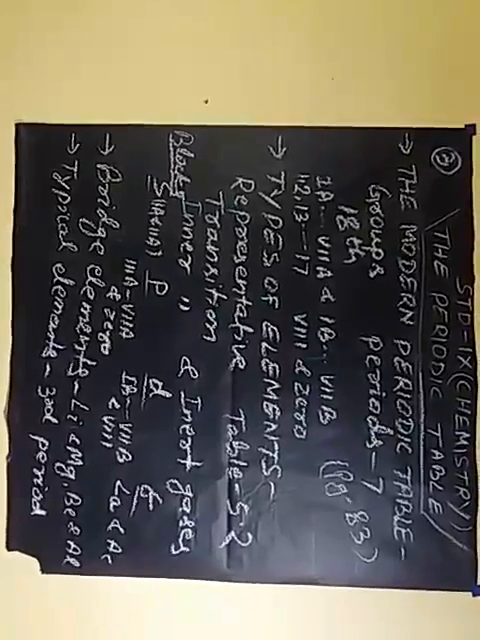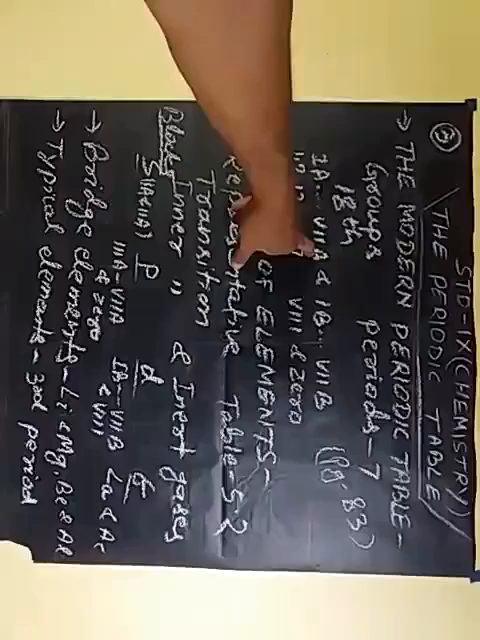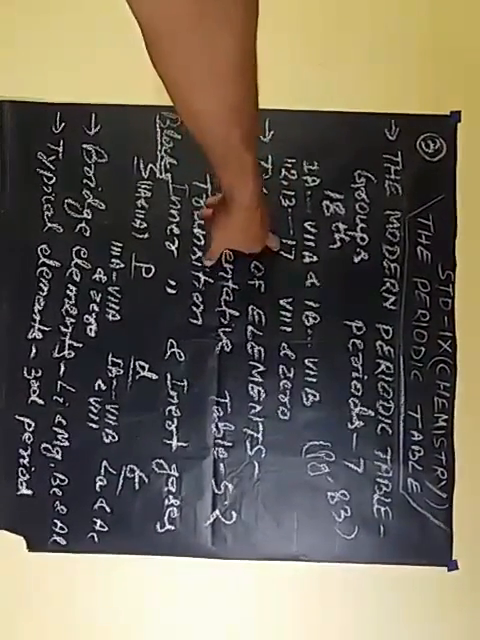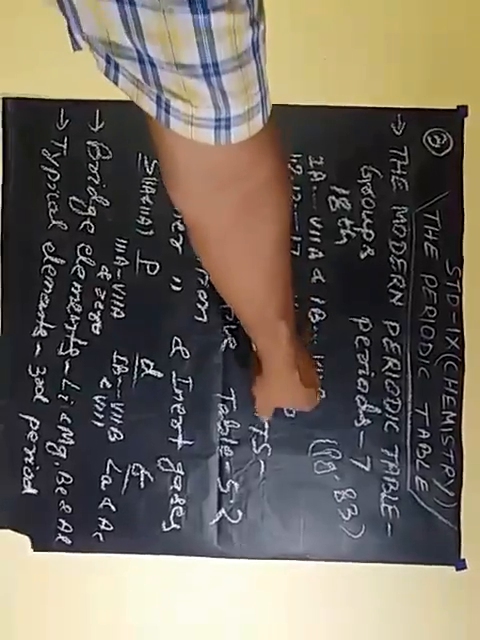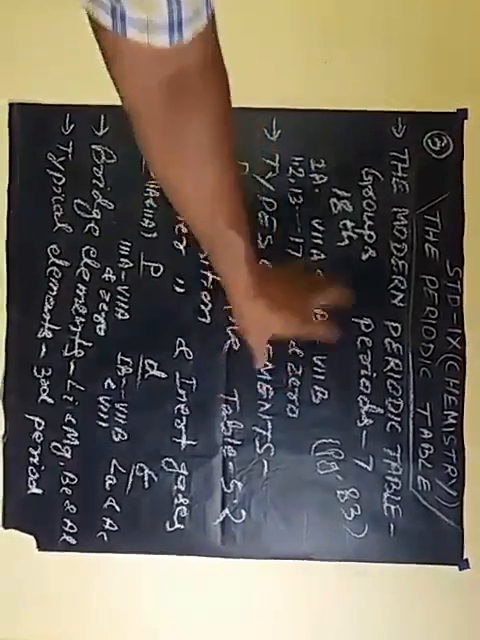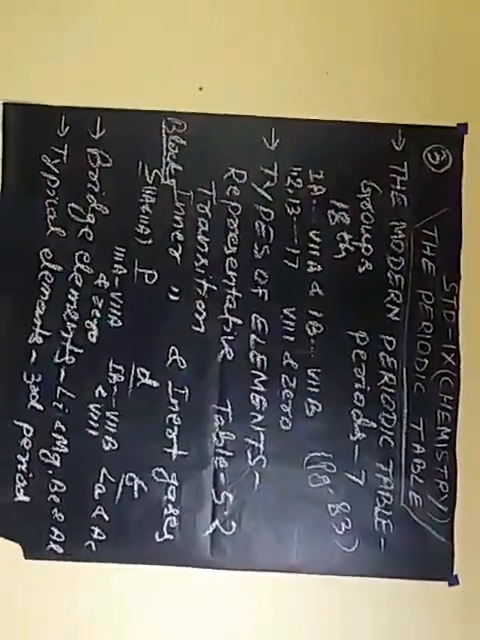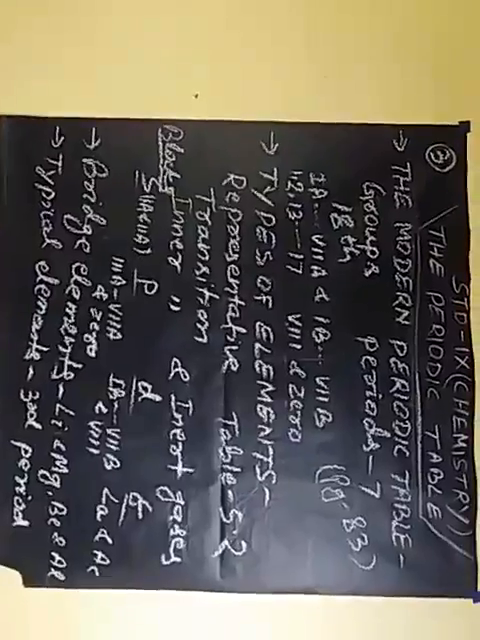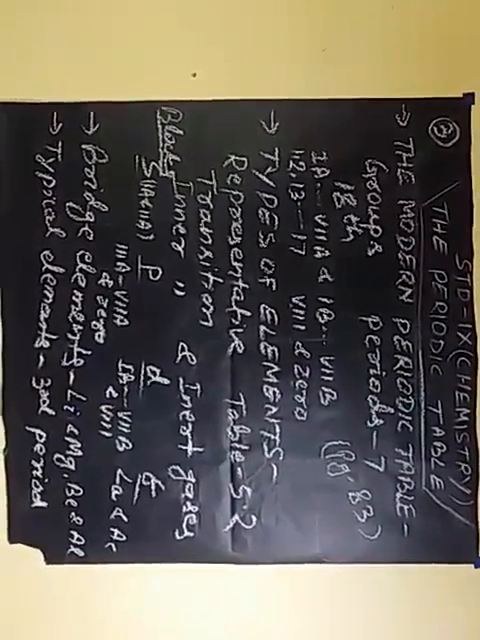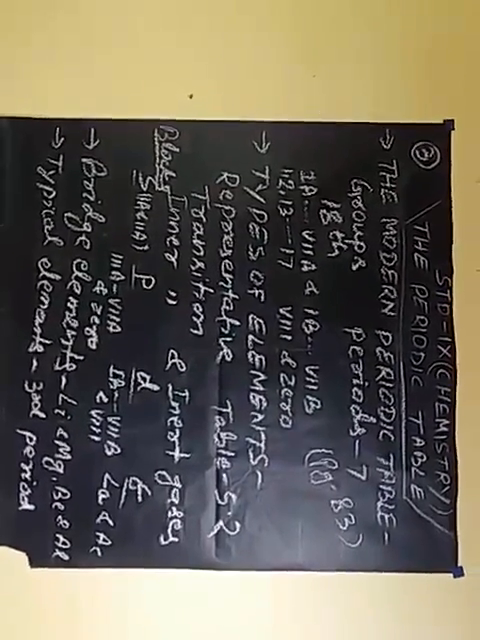These groups are mentioned as 1A to 7A in Roman numerals, then 1B to 7B, and 18, 8 and 0 group. So in total there are 18 groups. There are 7 periods. The first period has only 2 elements, hydrogen and helium. So the elements are arranged according to groups and periods.